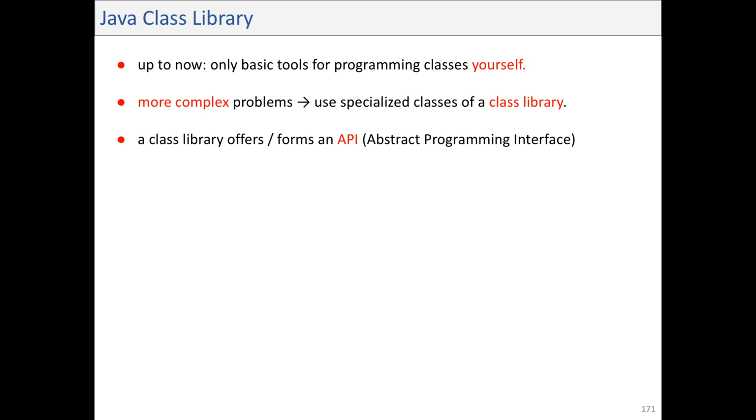Now, in most cases, you as students of management and technology will solve your more complex problems not by programming it all yourself, but by using methods and classes that other people have written. So if you have a more complex problem than our toy examples, we use specialized classes of a class library. The class library that comes with Java has hundreds of thousands of classes, and forms an abstract programming interface. What this means is, in the end, I don't care how a class or its methods are actually implemented, as long as I know what the method does, how to access it, what the parameters mean, and what I can expect as a return value.